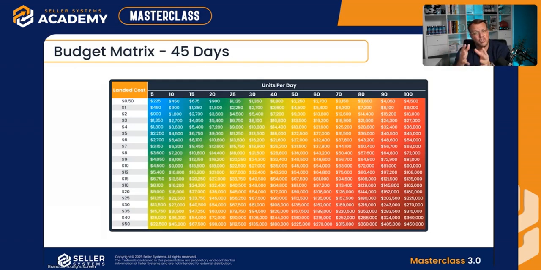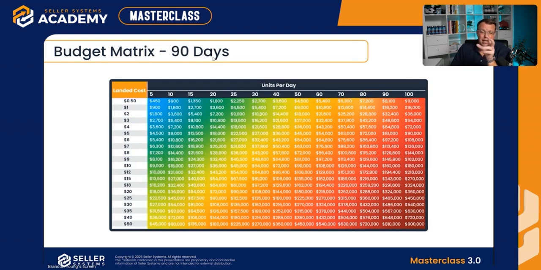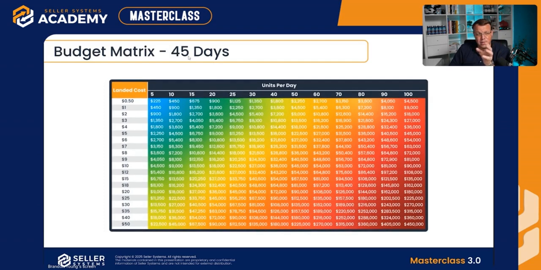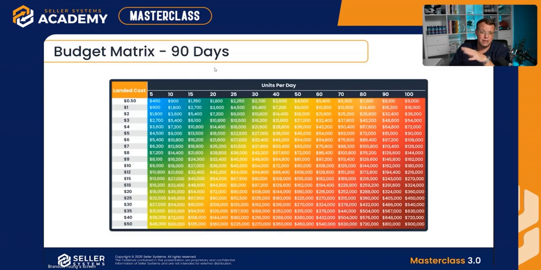So what I've got here is a general rule of thumb, and there are going to be three different matrices that you want to look at. You've got a 45-day matrix, a 60-day matrix, and a 90-day matrix. Now, this is the amount of inventory you're ordering. This is largely going to be based on where you source it and how you ship it. If you're sourcing from overseas and you're shipping by air, you can still do the 45-day matrix. If you're sourcing from the US, you can do the 45-day matrix. If you're sourcing from South America, you can do the 60-day matrix, even if it's by sea, right? If you're shipping from Asia, you pretty much need to do the 90-day matrix.